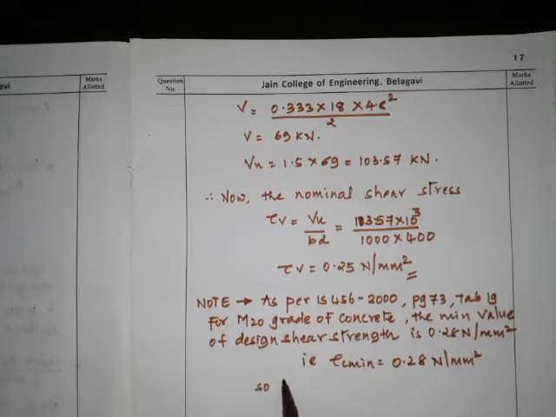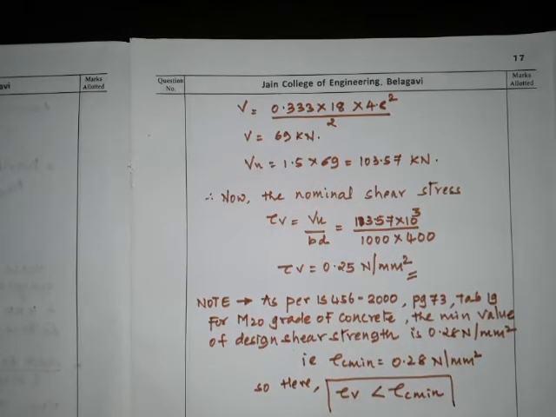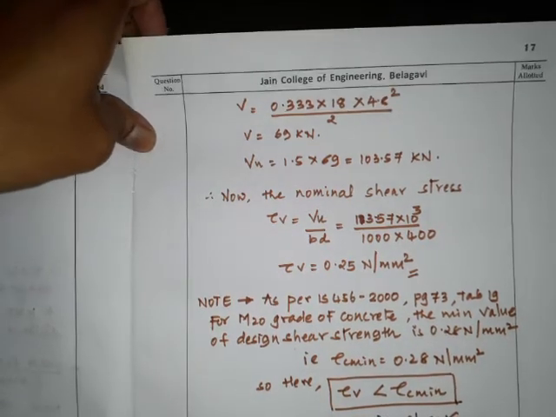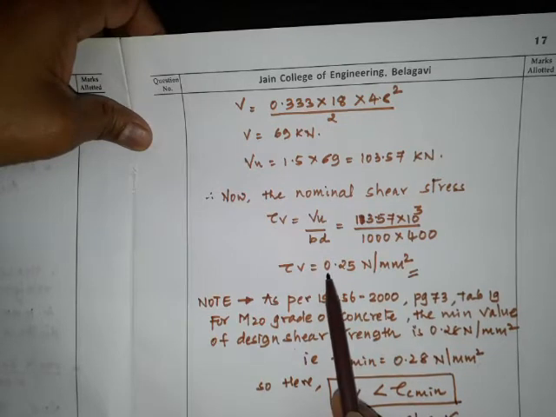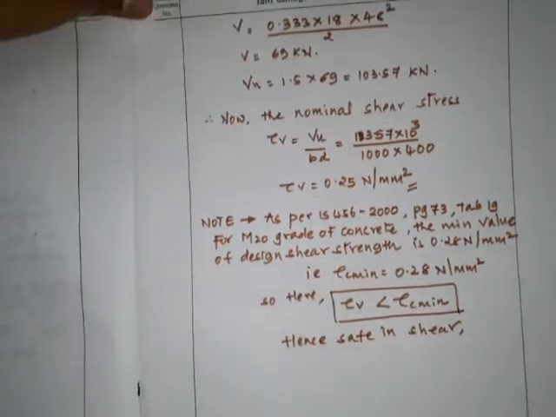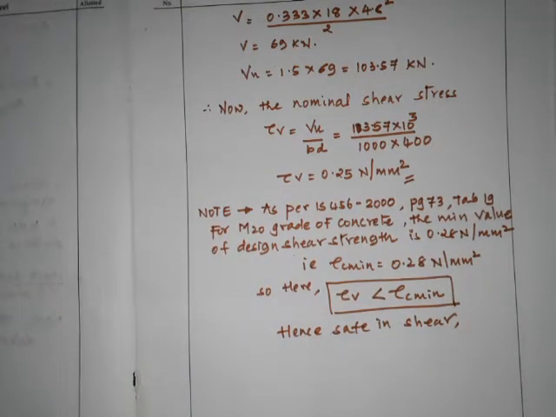So here tau V is less than tau C minimum itself. Hence, safe in shear. The stem is safe in shear. No need to go for calculation of PT and other things. Once you check the value of tau V, if it is less than tau C minimum, then it is safe in shear. Then next you have to go for design of toe slab.